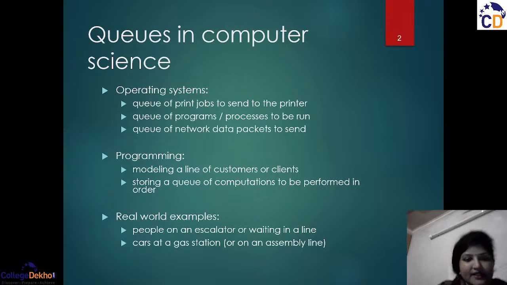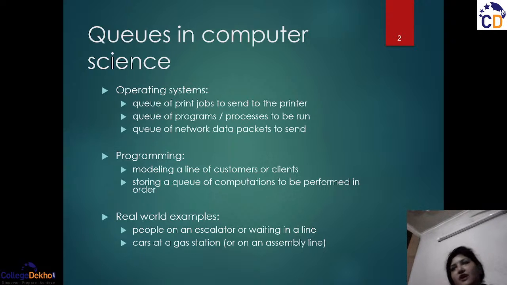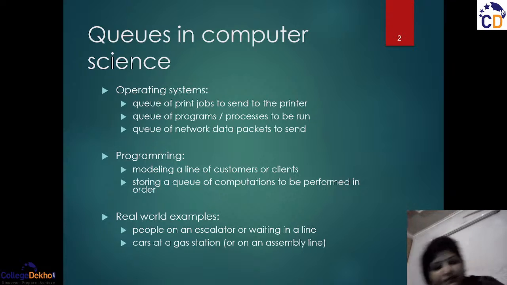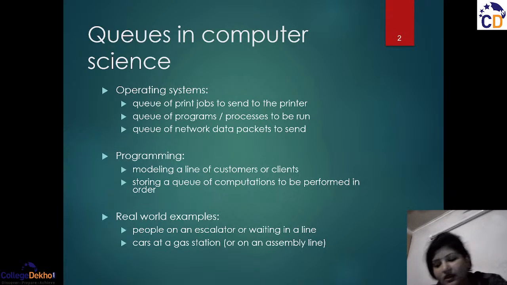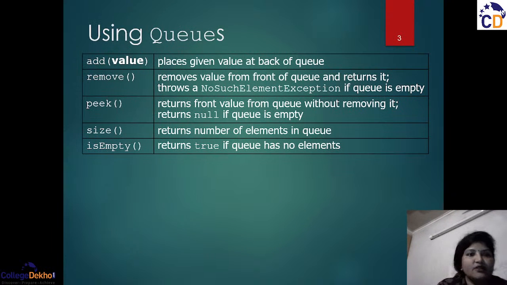And real world examples: people on an escalator or waiting in a line, right? You are maintaining a queue. Cars at a gas station, right? You have seen a number of cars standing for getting gas, or you may say fuel. So let us see some of the operations that we can perform on queues basically.